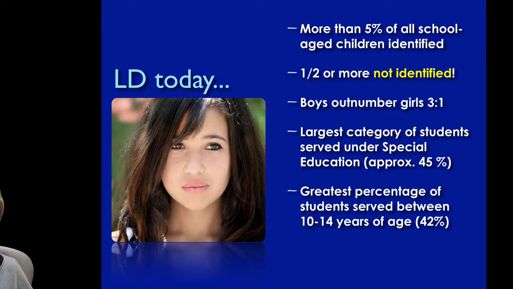More than 5% of school-age children are diagnosed with a learning disability or a specific learning disability. Up to 1/2, maybe more, we're not really sure, of children are unidentified. They're not identified as having a learning disability.